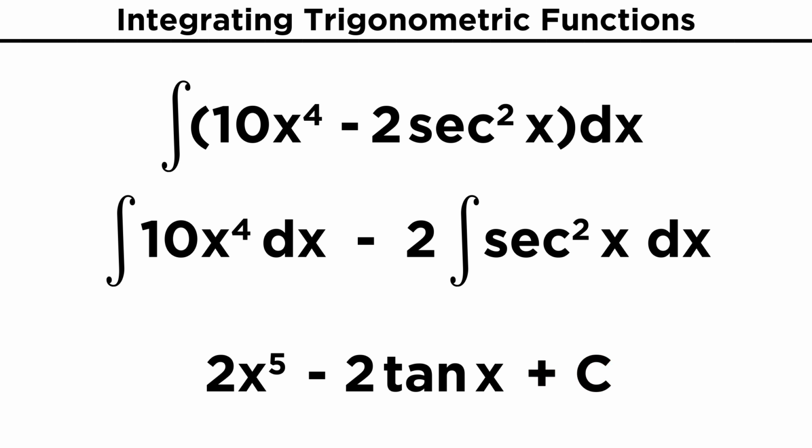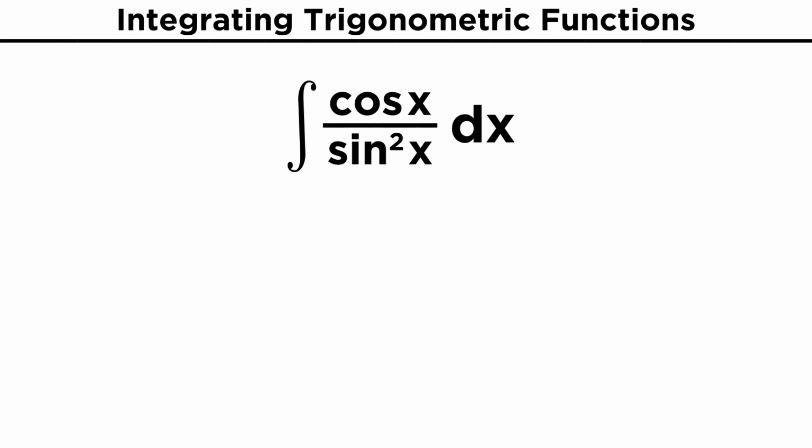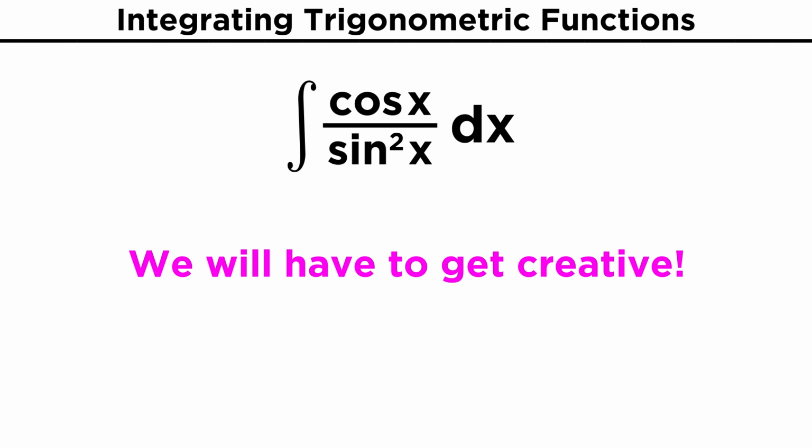And then finally, we finish with plus c. Not too bad, right? Of course, sometimes the common derivative won't just be sitting there for you to spot. You may have to manipulate things a little bit. How about the integral of cosine x over sine squared x? Again, there is no product rule or quotient rule for integrating, so we can't do anything with this. But when in doubt, just rewrite things in another form and see what happens.